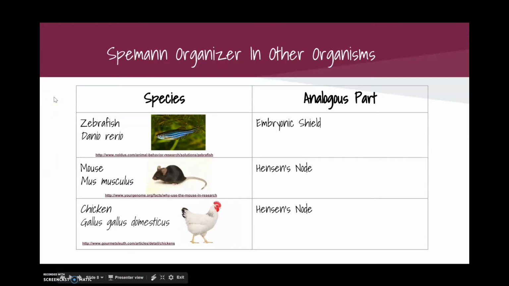Here are some equivalents of the Spemann organizer in other organisms. In zebrafish, the organizer analog we call the embryonic shield, and in mouse we call it the Hensen's node or the node, and in chicken we call it the Hensen's node.